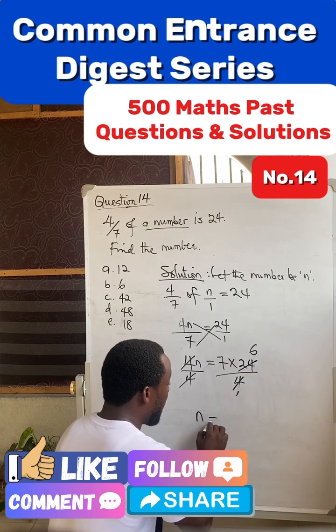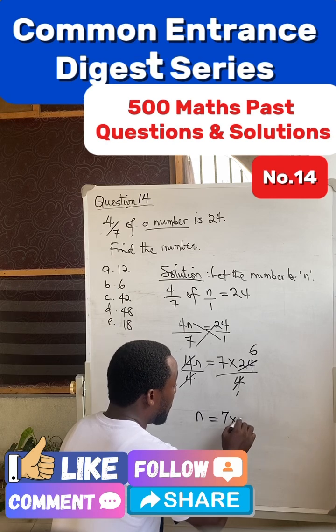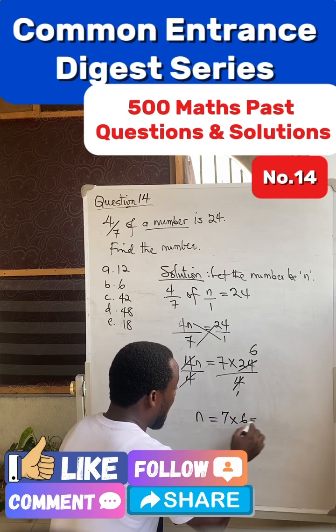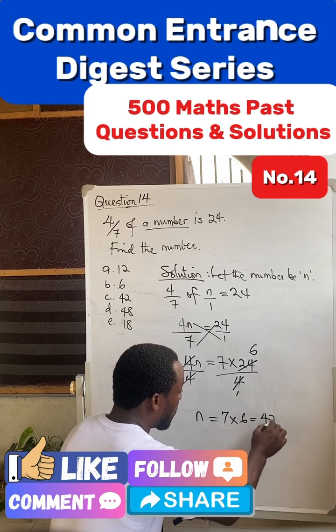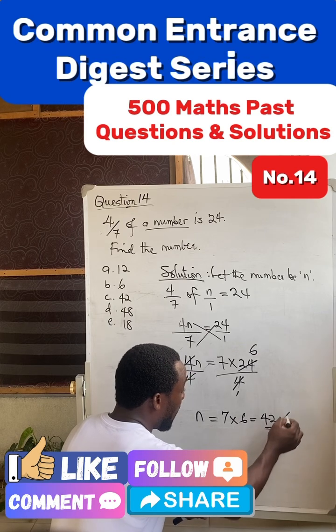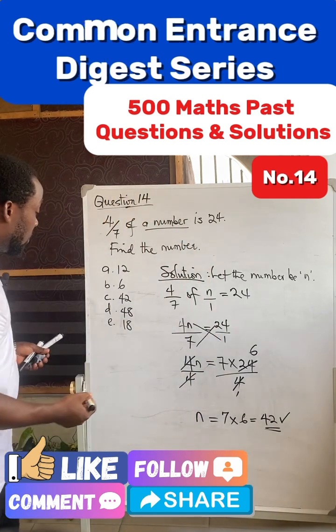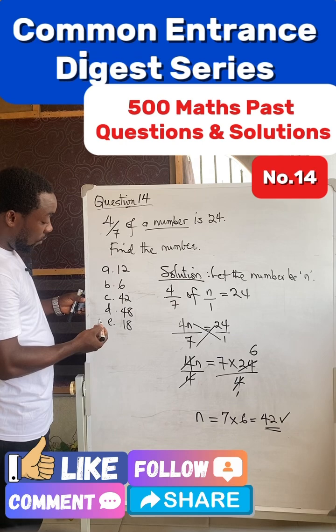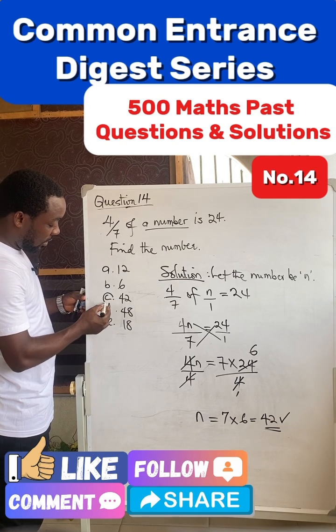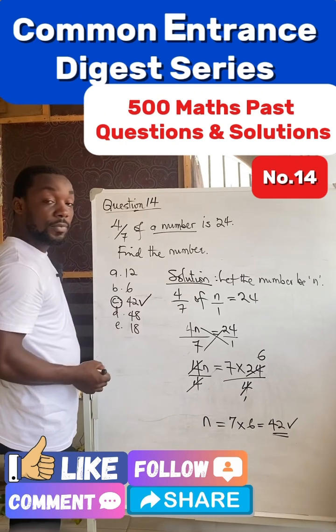So our N is equal to 7 times 6. And that will give us 42. So the number is 42. Let's go back to the options. 42 is option C. Thank you.